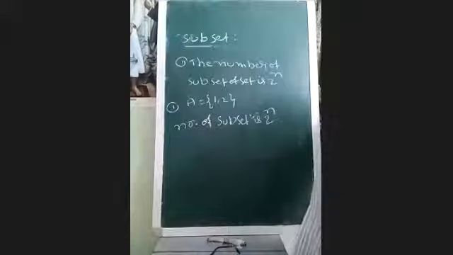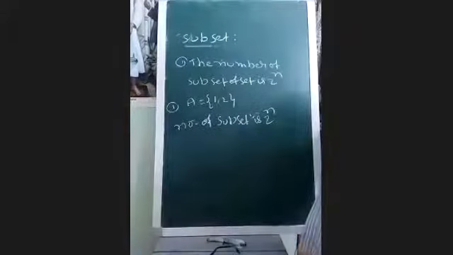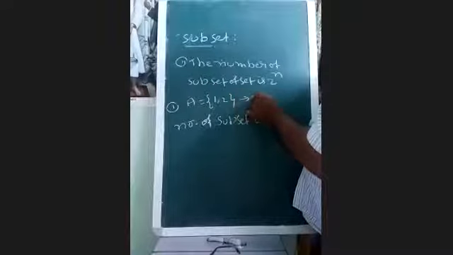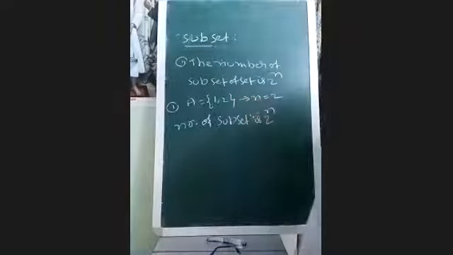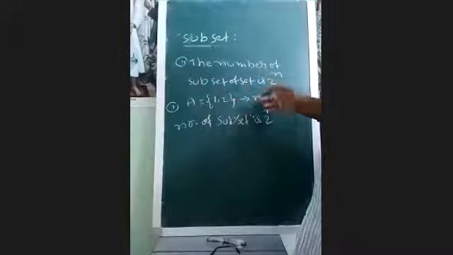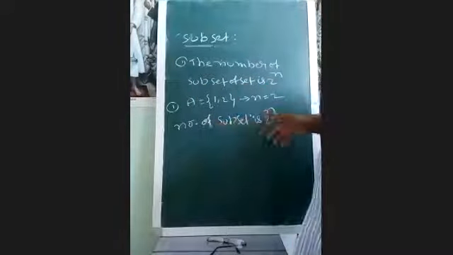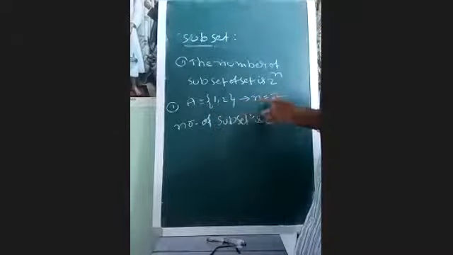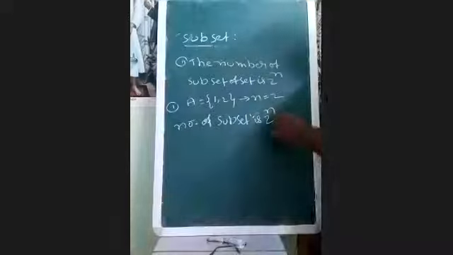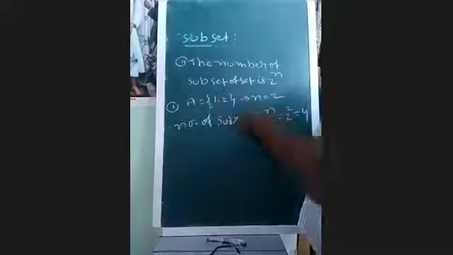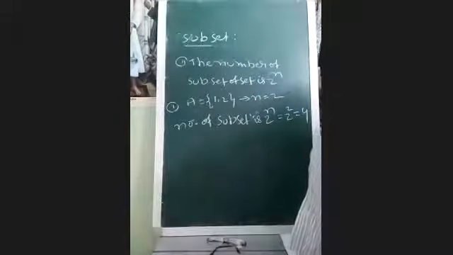Here n is the number of elements in the given set A. You observe n equal to 2. The number of subsets of a set is 2 power n, so n denotes the number of elements in the given set. So it is 2 square, which is equal to 4. Set A is equal to {1, 2}.